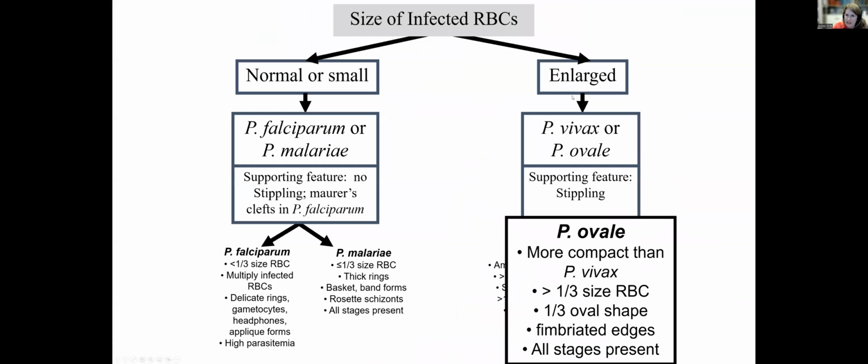It also has an enlarged red cell, and often looks a lot like Plasmodium vivax. Sometimes it's very difficult to tell the two apart, but it tends to be more compact than Plasmodium vivax, less amoeboid. It's still relatively large, and then a third of the infected red blood cells take on an oval shape. Also, these oval-shaped cells often have jaggedy edges, which are called fimbriated. So here are some nice examples of oval-shaped red blood cells with fimbriated edges.